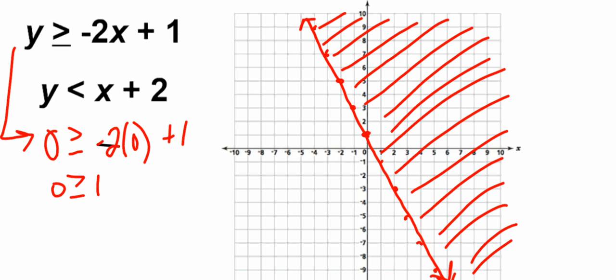Now we're going to graph the second inequality. Y is less than x plus 2. So I'm going to start at 2. I'm going to go up 1 over 1, up 1 over 1. I go down 1, I go to the left 1. And it's not an or equal to, so it's going to be a dashed line.